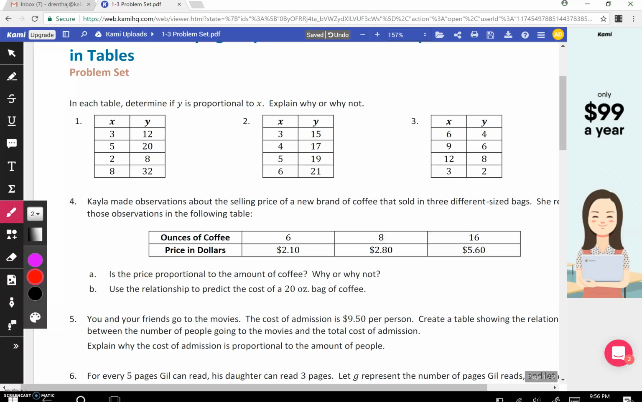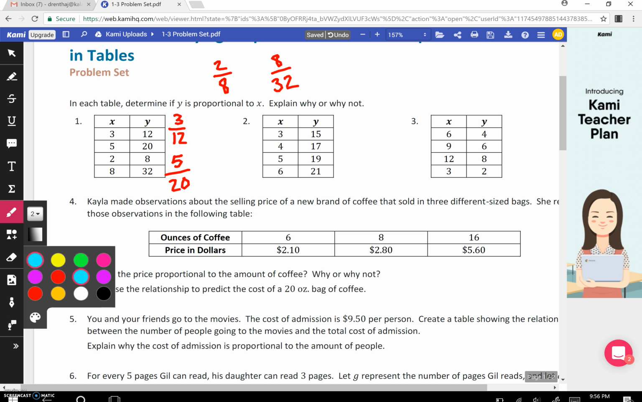If we write them in the ratio of x to y, this first one is 3 over 12. The second row is 5 over 20. The third row is 2 over 8. I'm just kind of using the space I have. Fourth row is 8 over 32. And remember, they're proportional if they simplify down to the same fraction or the same unit rate.